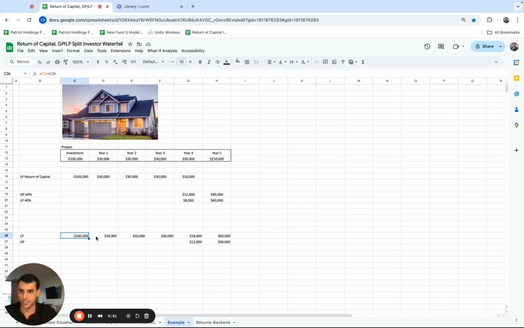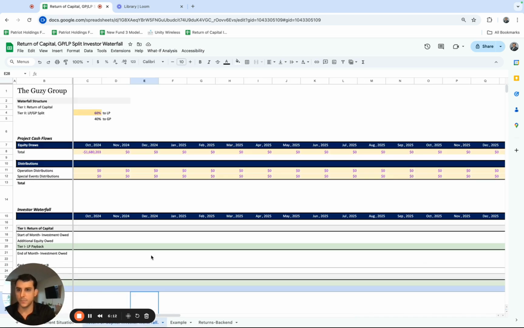Well, minus, let's get rid of the 100,000. The project distributed 270,000, same as the project up here. So we know our math is right. So hopefully, high level, little example, it makes sense now what return of capital and the GP-LP split means. So with that said, let's go into the actual waterfall.